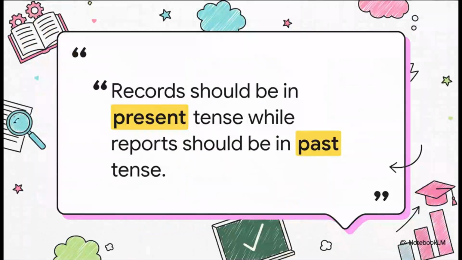Now here's a little pro tip that's going to make your portfolio look so much more polished. Tense matters a lot. If you're documenting something that's ongoing, like an attendance log, you use the present tense. But if you're writing a report about something that's already happened, like a school sports day, you switch to the past tense. It's a tiny detail that makes a huge difference.